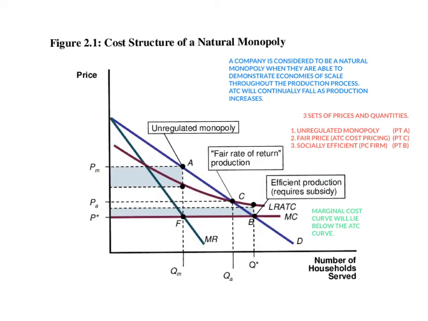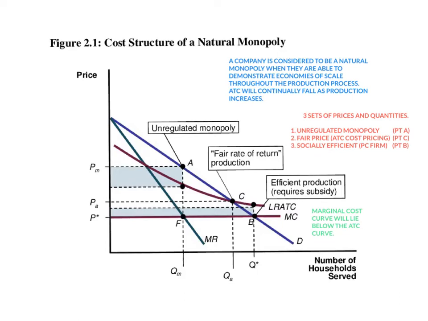One graph that you will need to be able to read and understand is a graph that represents a natural monopoly. There are going to be three major things that you need to identify on this particular graph. In this graph, you will need to identify one, what would be the price and quantity of an unregulated monopoly. Two, what would be considered to be the fair price or average total cost pricing. And three, what would be the socially efficient or perfectly competitive firm price and quantity.